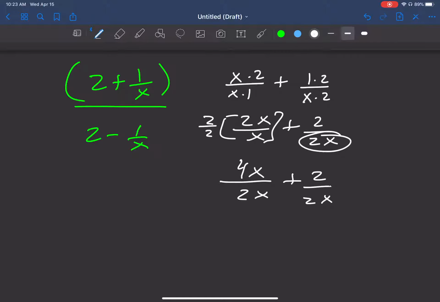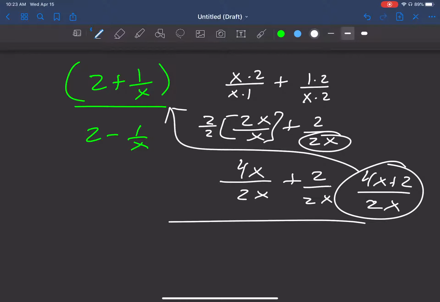Right, let me just make sure I did my math right. Yes. Okay, so waiting for the coffee to kick in. Okay, so now we have the same thing on the bottom. So now what we can do is 4x plus 2 over 2x, right? So that's going to be this guy on top. So I'm going to keep that to the side, and let's do this right here.